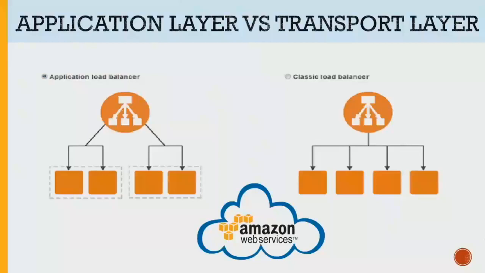So this is one of the snapshots from Amazon Web Services. When you go to deploy your application here, they will give you the option of whether you want to use a classic load balancer or an application level load balancer, and based on that, it will do things differently.